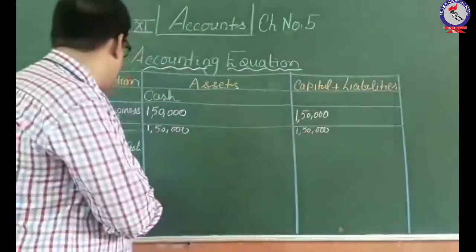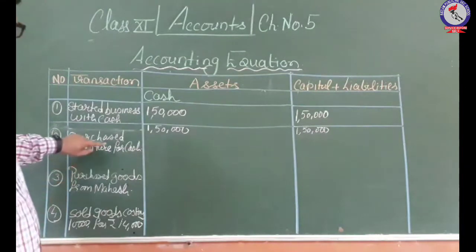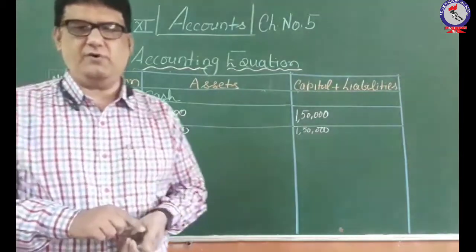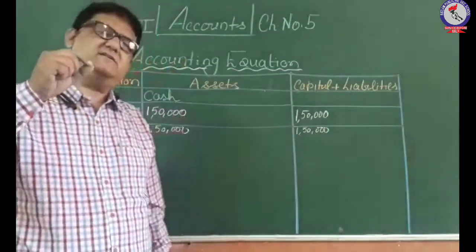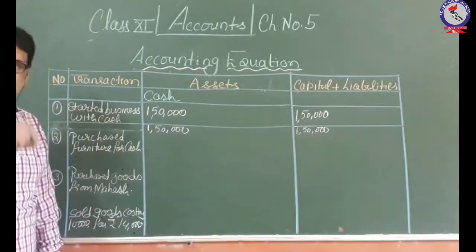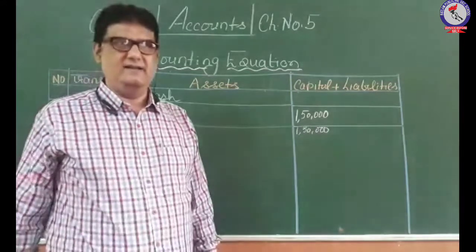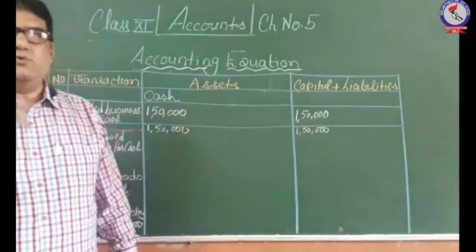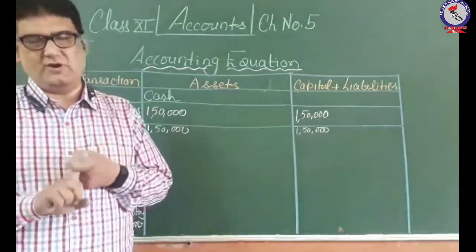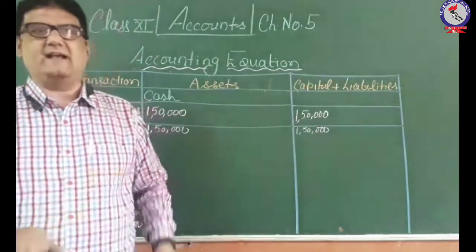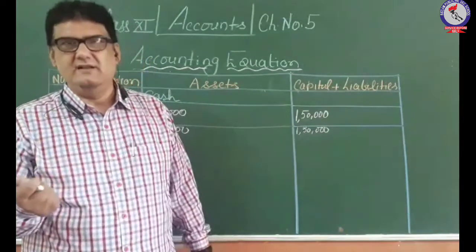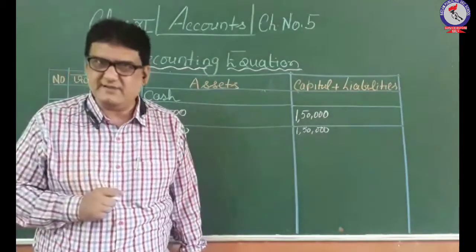Now the second transaction we have written here is: purchase furniture for cash. We have purchased furniture for cash worth, let's say, 20,000 rupees. We bought furniture worth 20,000 rupees by paying cash. Again the same thing, two items are involved. We have paid the cash, so cash is involved. And second, we did this for the purchase of furniture, so furniture is also involved as an asset.